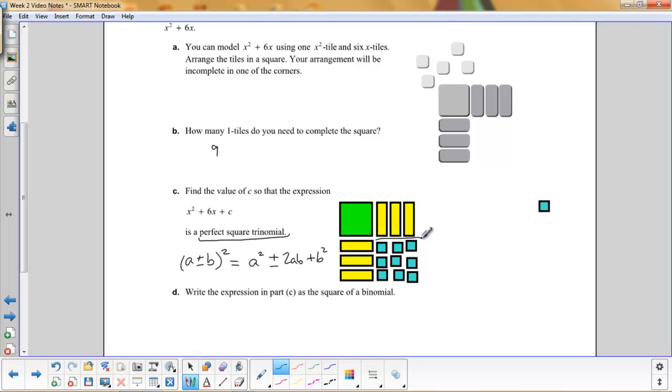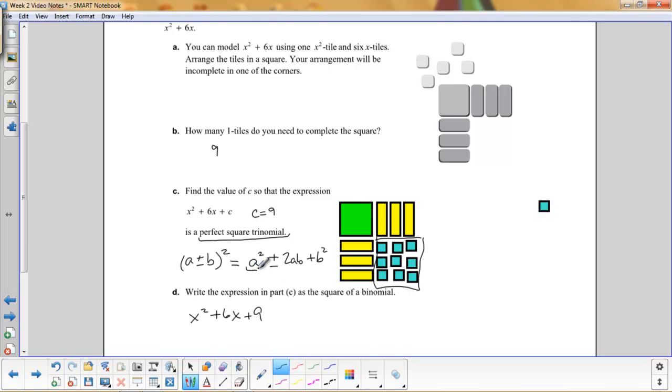And based on our exploration here, the value of C is the number of these little unit blocks that are there. So the value of C is going to be 9. Writing the expression as a square of a binomial is very simple. We're going to do x squared plus 6x, substitute 9 for C, and then we can go ahead and rewrite that as a perfect square trinomial.